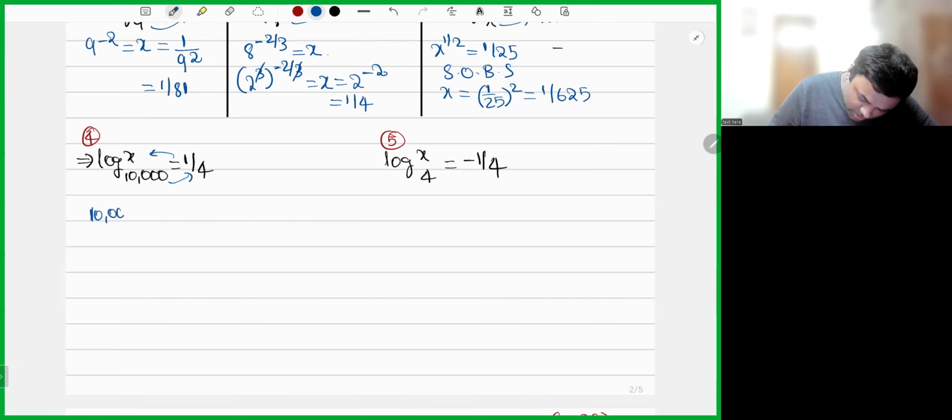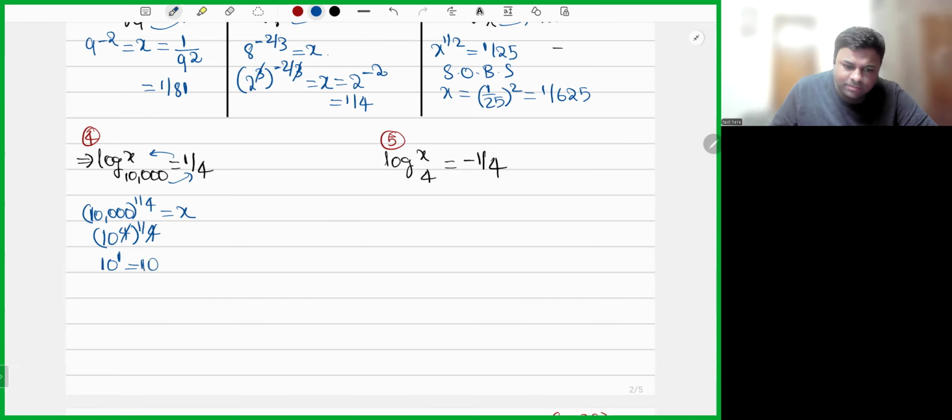Now next, here also: 10,000 power 1 by 4 is equal to x. So 10,000 can be written as 10 power 4 whole power 1 by 4. So the 4 cancels, 10 power 1, which is equal to 10.